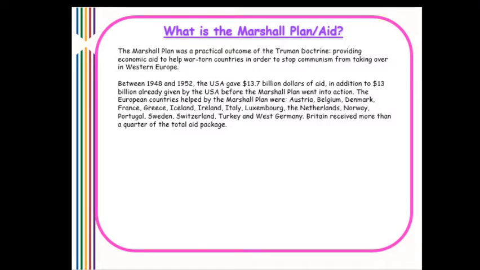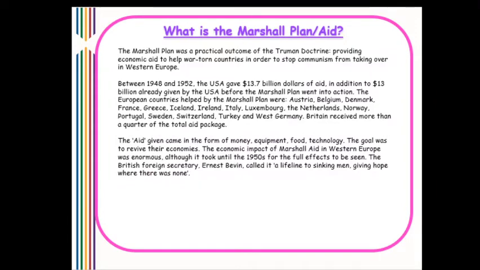The European countries helped by the Marshall Plan were Austria, Belgium, Denmark, France, Greece, Iceland, Ireland, Italy, Luxembourg, the Netherlands, Norway, Portugal, Sweden, Switzerland, Turkey, and West Germany. Britain received more than a quarter of the total aid package. The aid given came in the form of money, equipment, food, and technology. So it wasn't just purely money, there were other things sent as well.